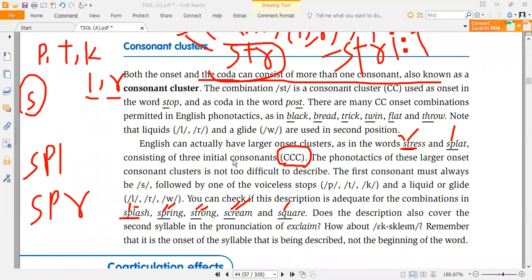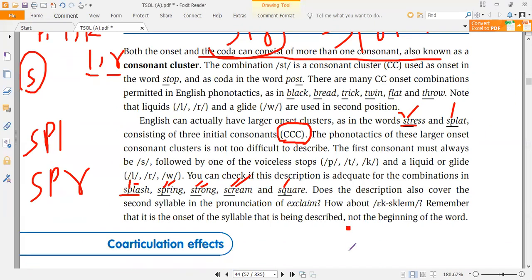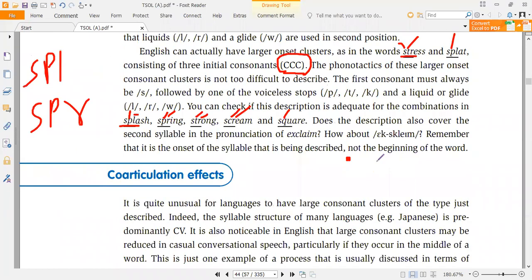Excuse me, sir. What is the word cluster only, sir? Only the word cluster. How can we define it? Cluster means a group of units, right? When we say consonant clusters, it means a group of consonantal units.